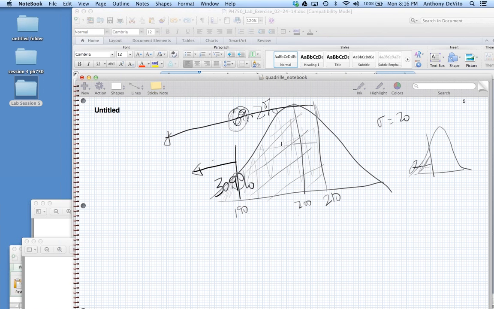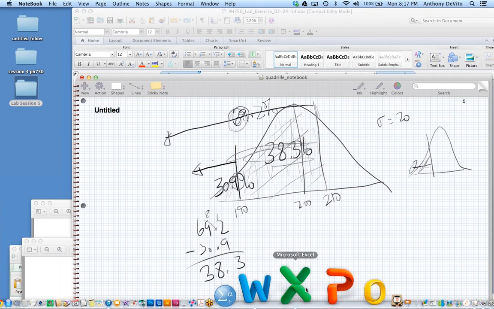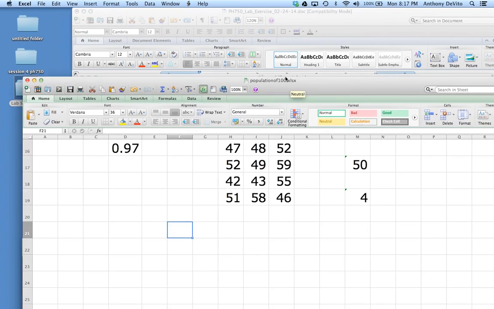So what's the difference between these two? It's 69.2 minus 30.9, which is 38.3%. Right? A lot of you guys got the same answer. Thanks for that question. That's a good question. In Excel, I would do exactly the same thing.